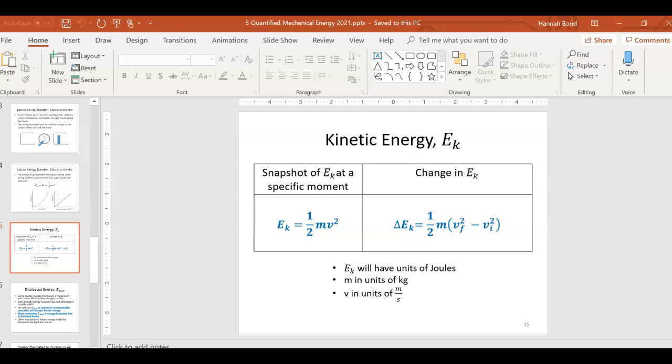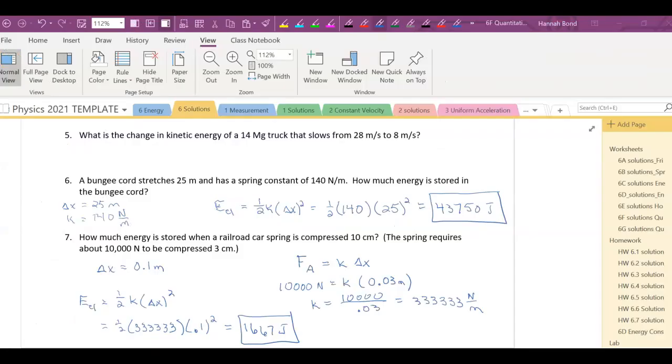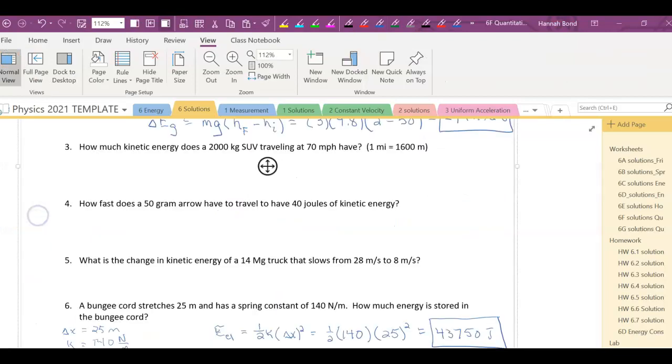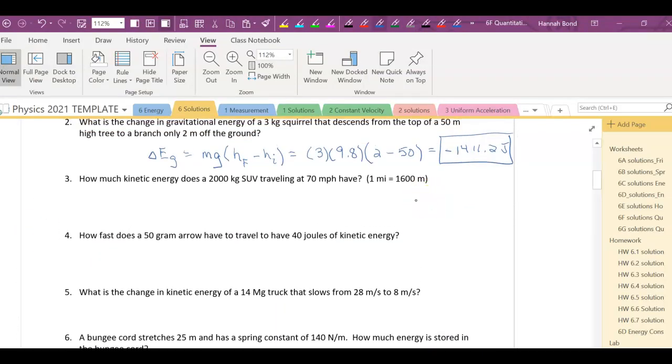Let's go back to the worksheet and look at a couple of these with kinetic energy. So let's look here at number 3. How much kinetic energy does a 2,000 kilogram SUV have if it's going at 70 miles per hour? So this is snapshot. I'm trying to find the kinetic energy right this minute. Kinetic energy would be half of the mass of this SUV times the square of its velocity.